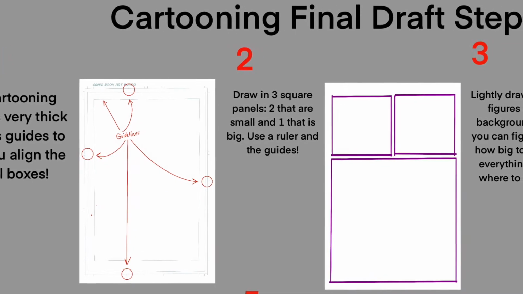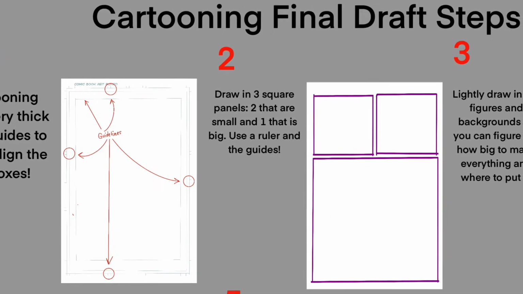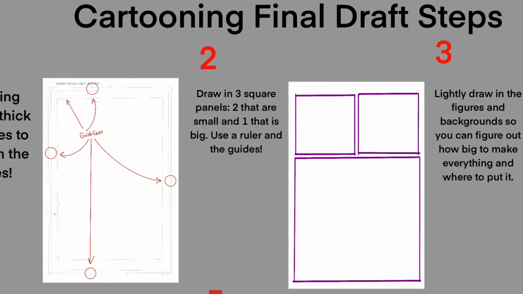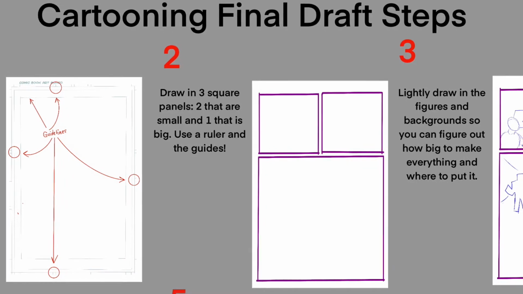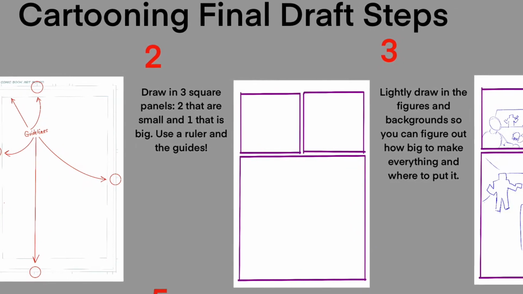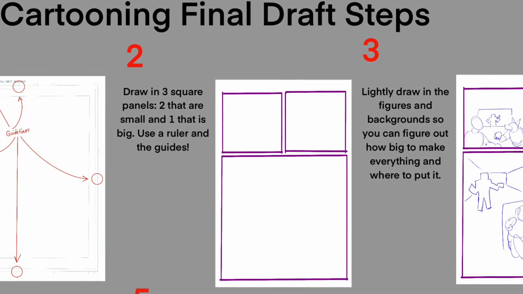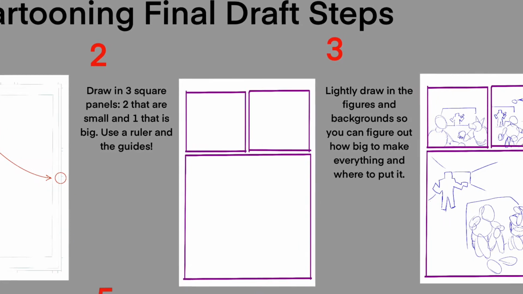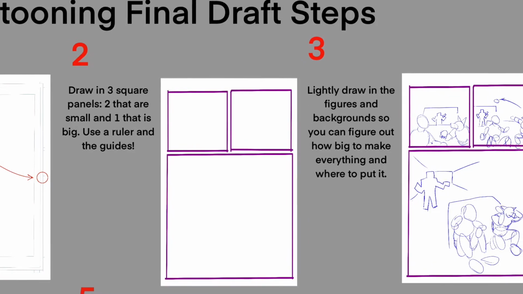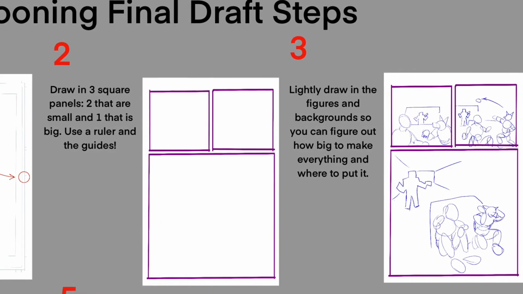Bristol Cartooning Board has a series of guidelines that help you align the drawing of your boxes. For the purpose of this exercise, draw 3 squares, 2 small and 1 large, to create your panel layout. Refer back to your rough draft and lightly draw in the figures and background so you can figure out how big or small to make everything and where you're going to put it on the layout of the page.